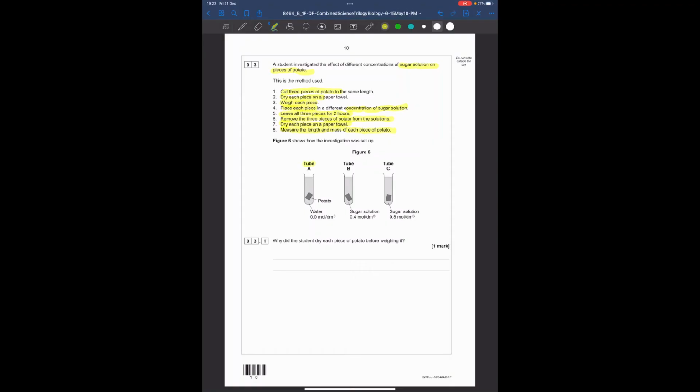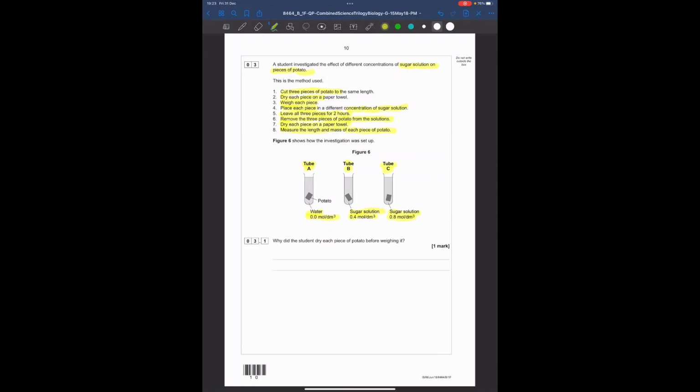So you've got tube A, B and C, and you can see that tube A was pure water. There was nothing else dissolved into it, so that would be pure distilled water. Tube B has some sugar in it at 0.4 moles per decimetre cubed. You don't need to worry at this point what moles per decimetre cubed means. You just need to be aware that there's some sugar in it. And you can see test tube C has much more sugar in it, 0.8 moles per decimetre cubed.